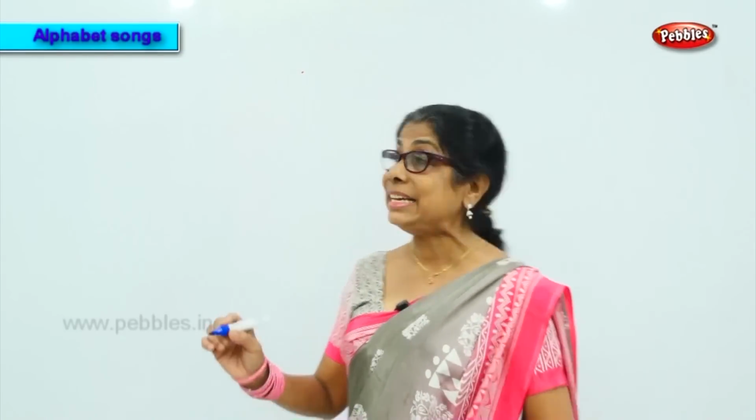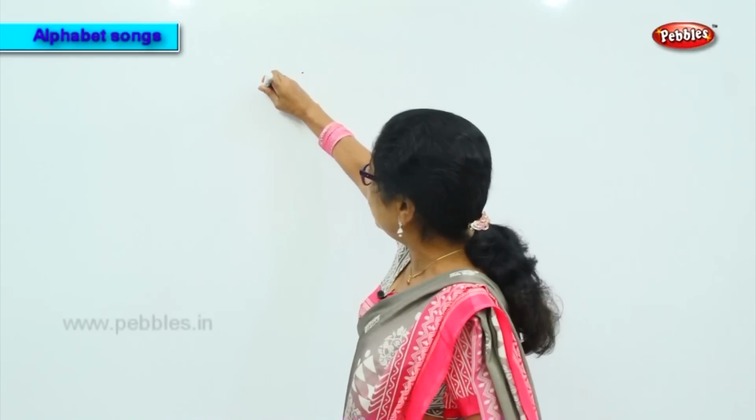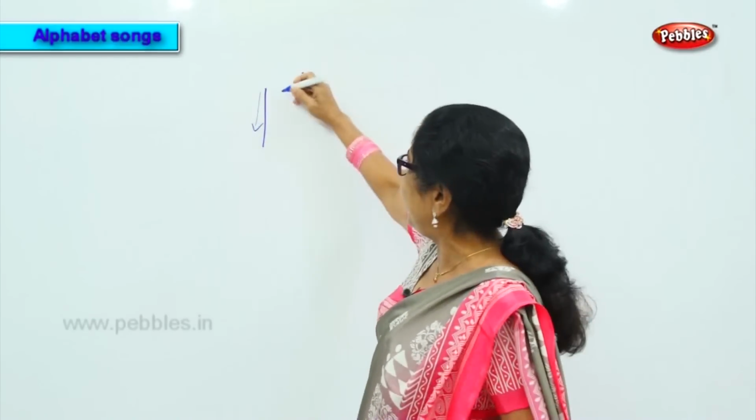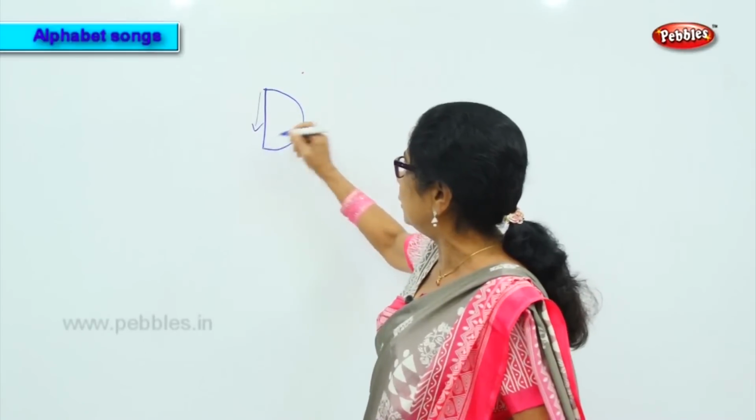Let's learn another letter. Letter D. The sound of letter D is D. We need to write and listen to the correct sound of letter D. The letter D goes from top to bottom first, then a nice big curve.